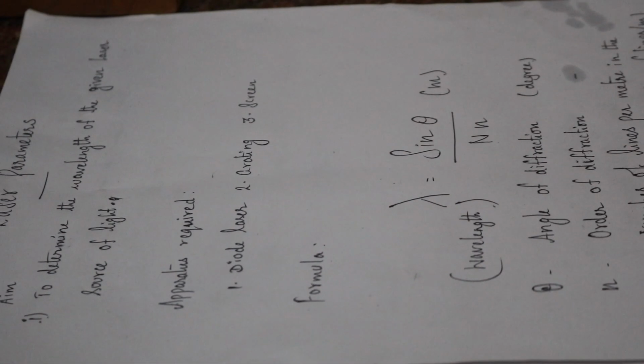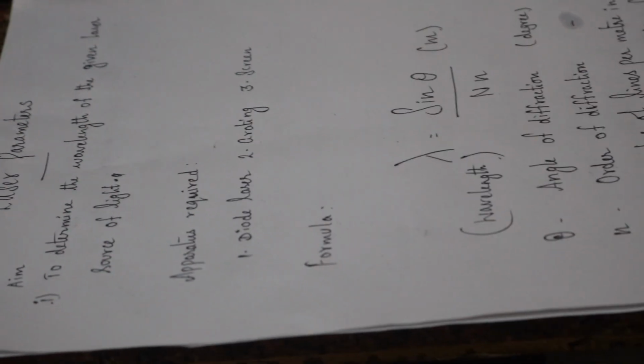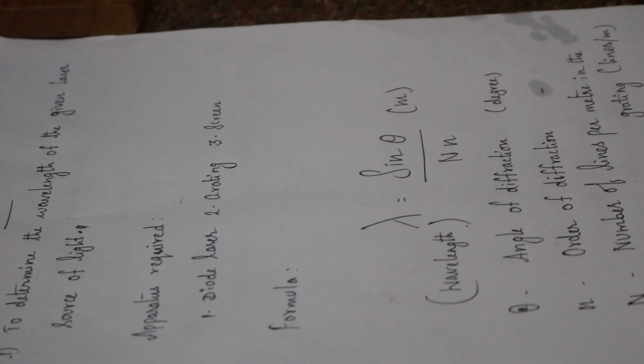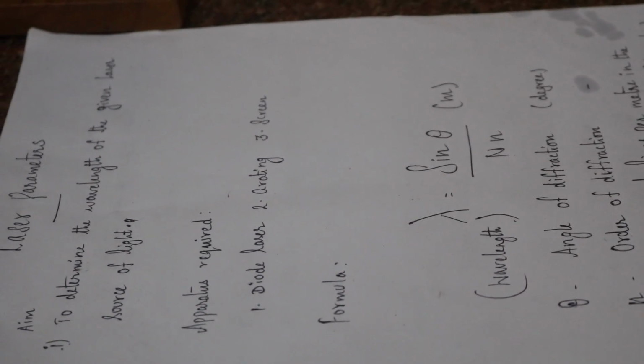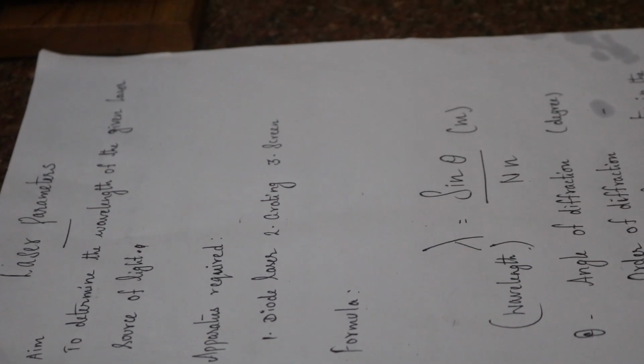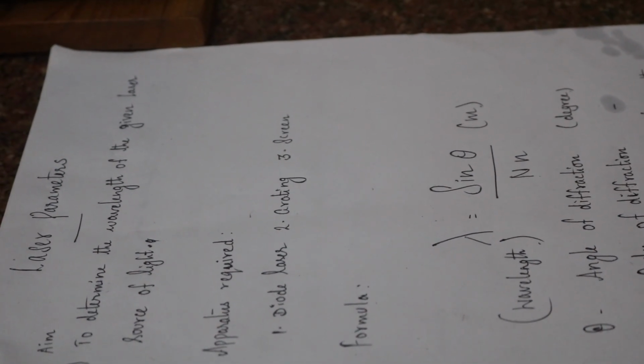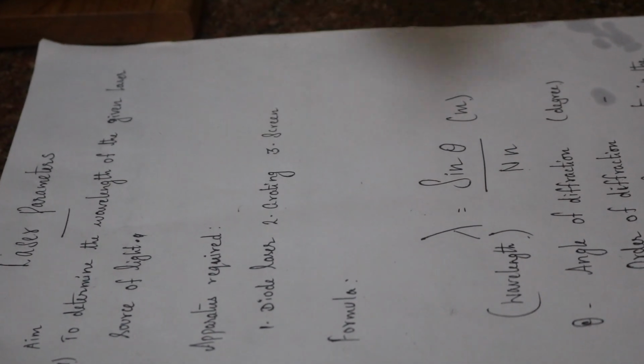Going to discuss the laser parameters. In this laser parameters, we have three divisions. The first division is about the determination of the wavelength of the given laser source. The second part is about the particle size determination, and the third part is about the acceptance angle and numerical aperture. So first let me discuss the first part.